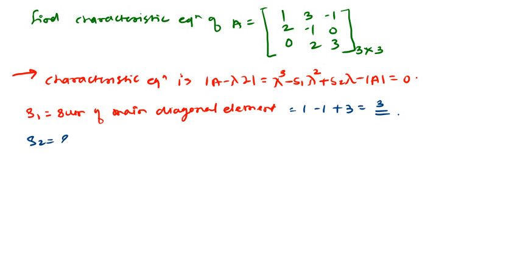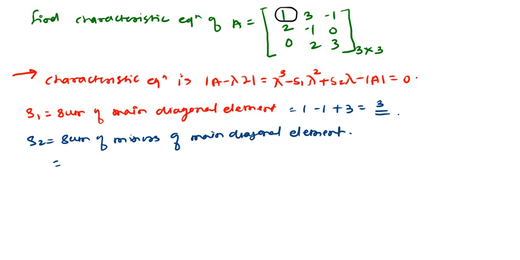s2 will be the sum of minors of main diagonal elements. Okay, now you need to observe what the main diagonal elements are in this given matrix. Okay, so the first main diagonal element is 1, so its minor will be the determinant minus 1 0, 2 3. Okay, again the second main diagonal element is minus 1. Okay, so its minor will be, hide this, 1 minus 1, 0 3.